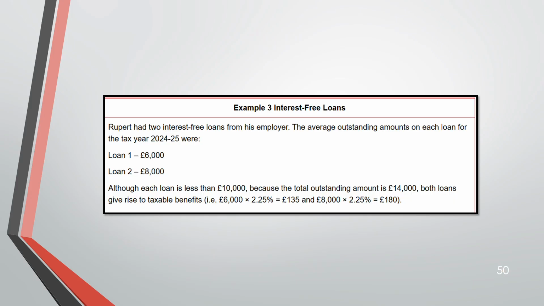Example 3 will help you to understand this better. Now there are two interest-free loans. Interest-free loan means no interest at all. He is taking them from his employer. One is 6,000, loan 2 is 8,000. If you see, individually each loan is less than 10,000, 6 and 8. But if you add them together, it is 14,000. So it is not exempted. Now both the loans will give rise to a taxable benefit. So you have to take 2.25% on 6,000, that is the official interest rate, and 2.25% on 8,000.